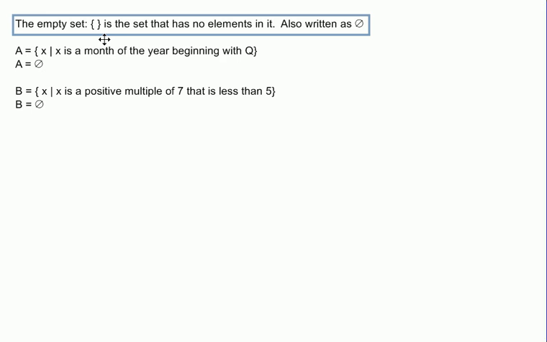Again, you can use the open braces. It doesn't really matter. This is what you're probably more likely to see in the text. Another example that shows us a use of the empty set, where x is all the positive multiples of 7 that are less than 5. Well, the first positive multiple of 7 is 7, so there are none, so we would represent the set B as the empty set.